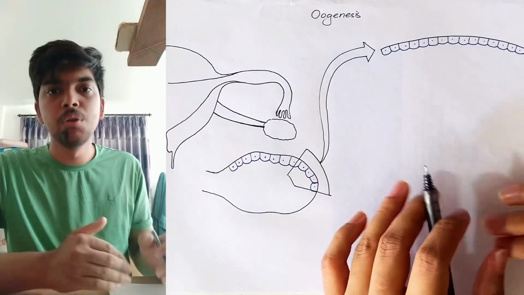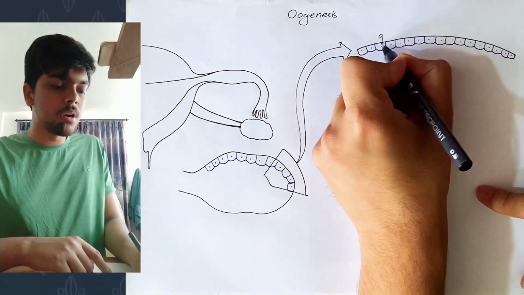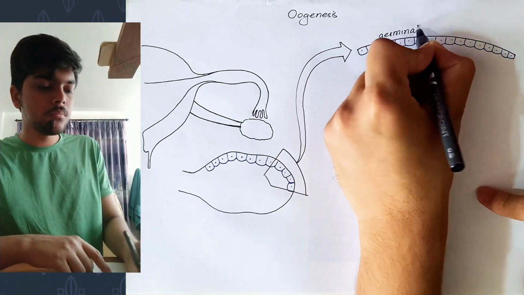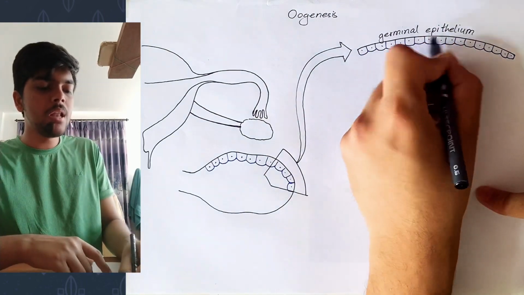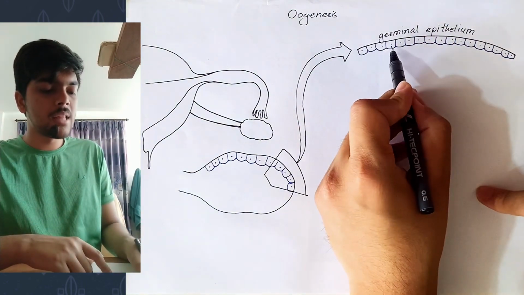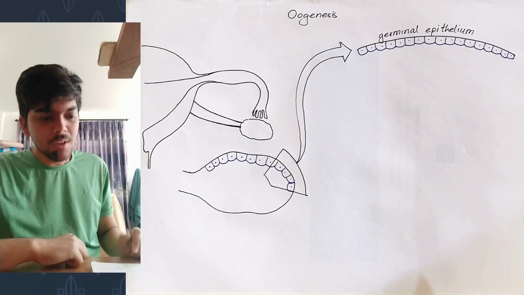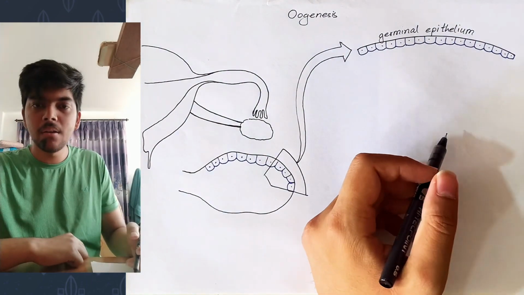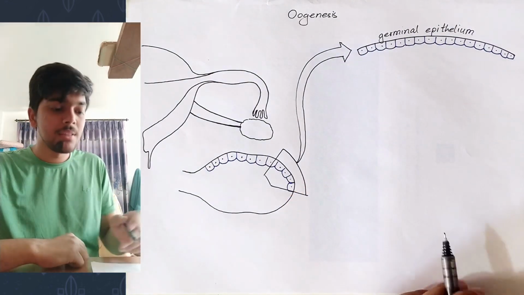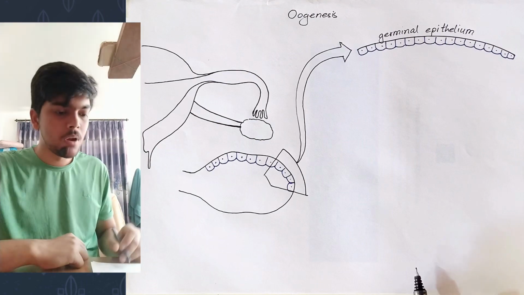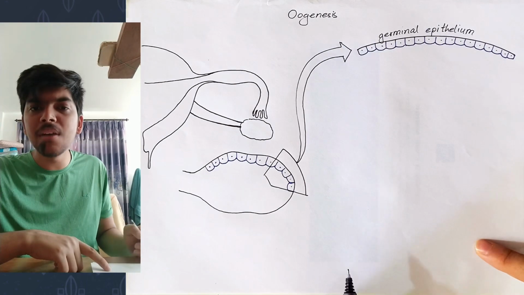So what I'm going to do is take a piece of this germinal epithelium and explain the process of oogenesis using that germinal epithelium. What we have here is a piece of germinal epithelium. As you can see in the diagram, the germinal epithelium contains cube-like cells that are arranged in a single layer, so also called simple cuboidal epithelium. This simple cuboidal epithelium is modified to form gametes. That is, it contains germ cells that give rise to gametes. That's why it's also called germinal epithelium. All these cells present in the germinal epithelium are germ cells, that is, they give rise to gametes.